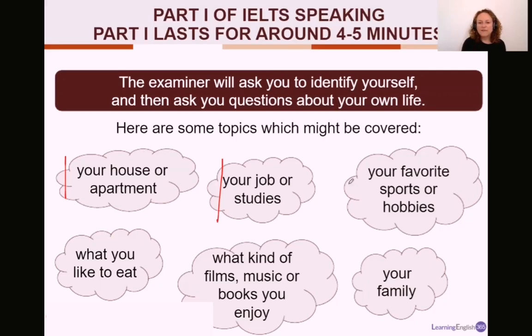What are your favourite sports or hobbies? Your favourite food? Films, music and books that you enjoy? And questions about your family and your friends. So everything that is within your own knowledge. So nothing that is tricky. Something that we've all got. We all live somewhere. We all work or we study. We've all got family of some description. And we've all got things that we like to do in our spare time.